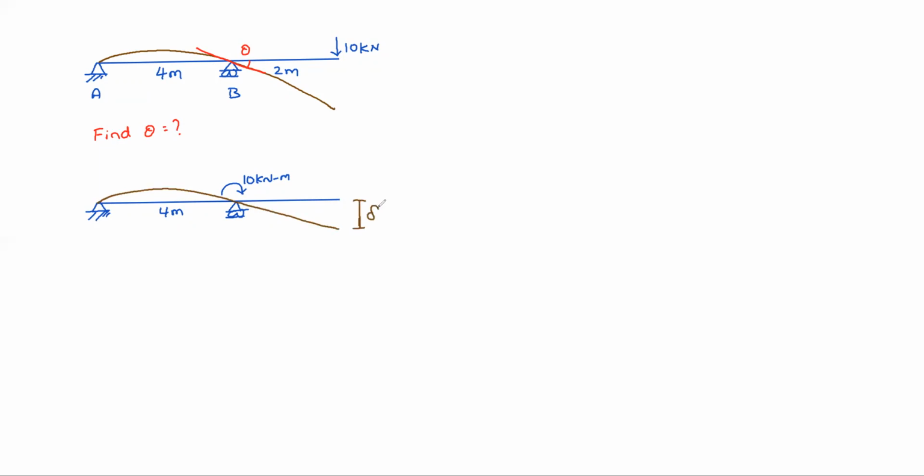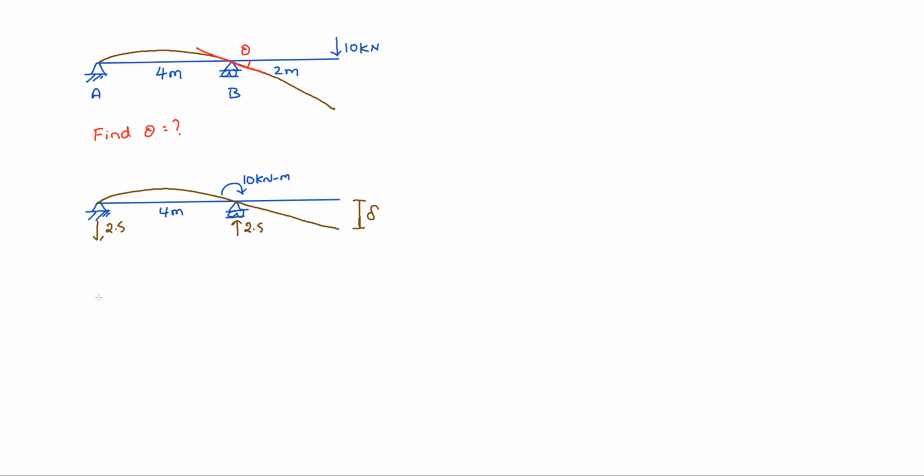Delta. So to find this, reactions are 10 by 4, 2.5, 2.5. Then which method is suitable to find delta here? Can you guess to finding delta? Conjugate. Conjugate beam method. Okay, we'll go for conjugate beam method. So conjugate beam is like this. First of all, curvature diagram we'll see.